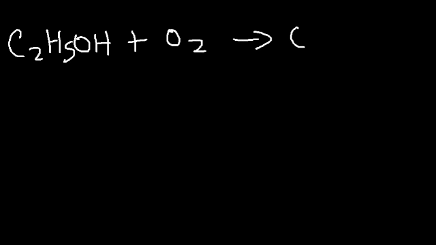Now let's try another example. C2H5OH, which is known as ethanol, plus O2, produces carbon dioxide and water. Go ahead and balance this particular combustion reaction. So notice that we have 2 carbon atoms on the left side. We need to put a 2 in front of CO2.